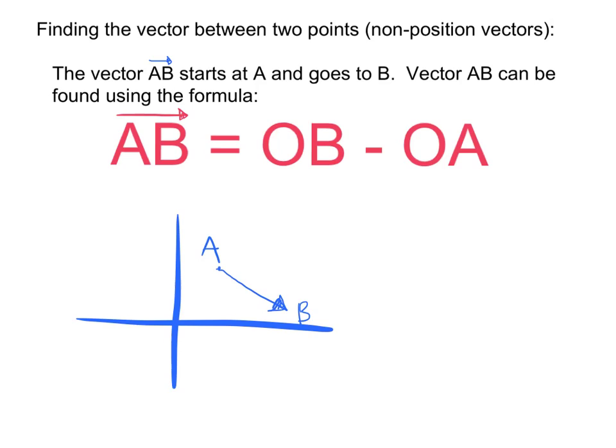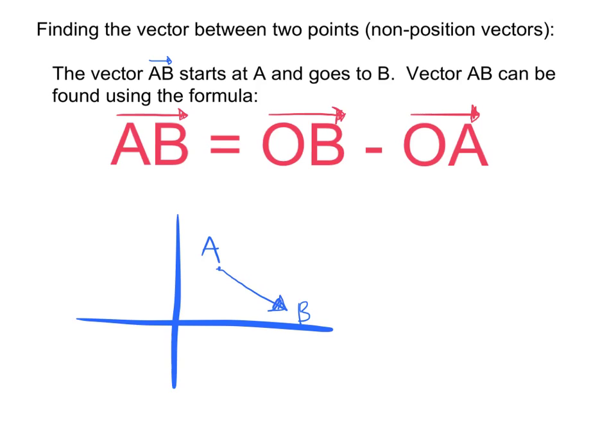It says that vector AB is equal to vector OB minus vector OA. In other words, if you take the end point, start with that position vector, and then subtract off the initial point, the OA, it'll get you the vector between them.